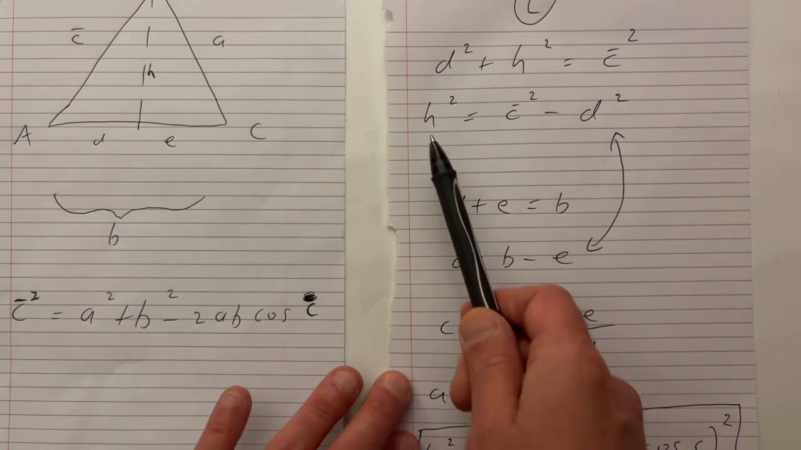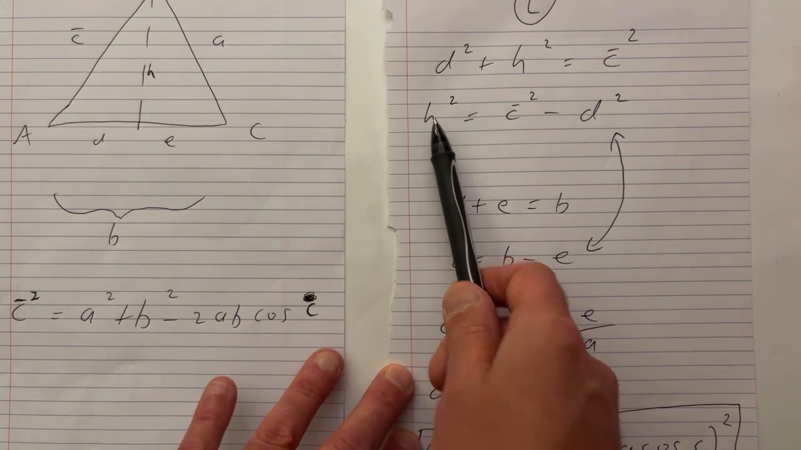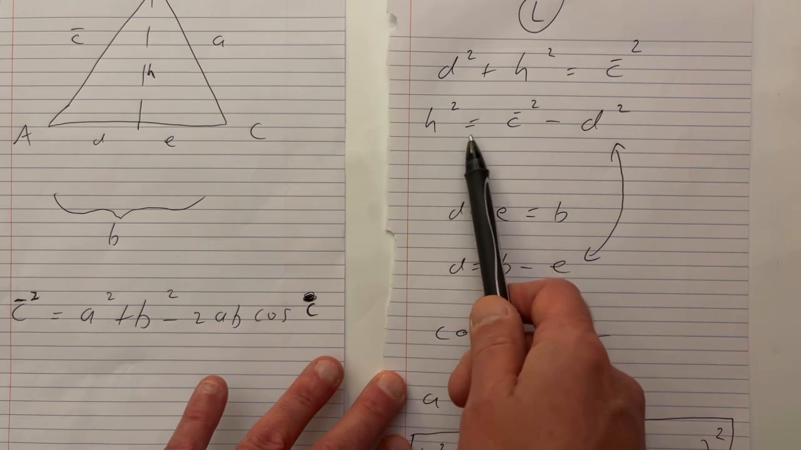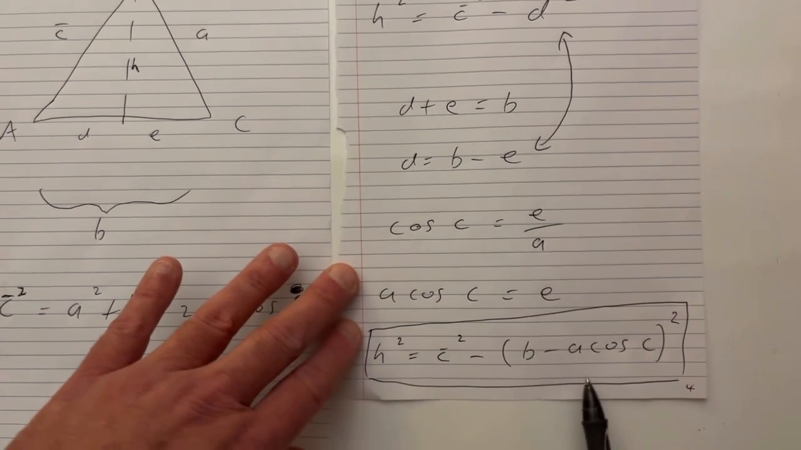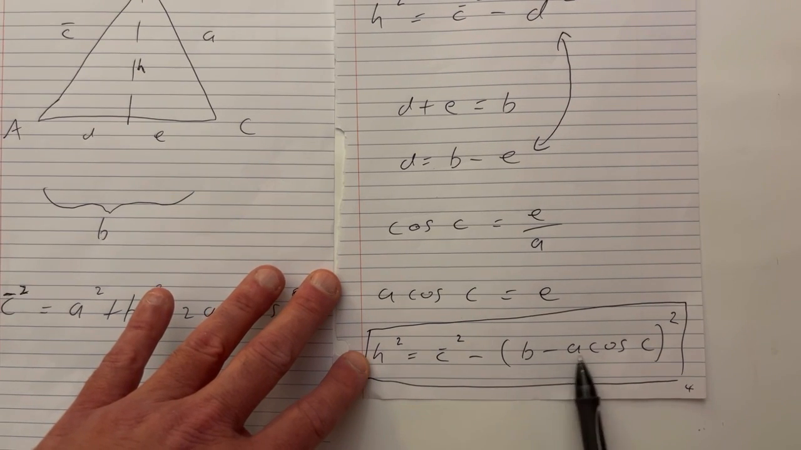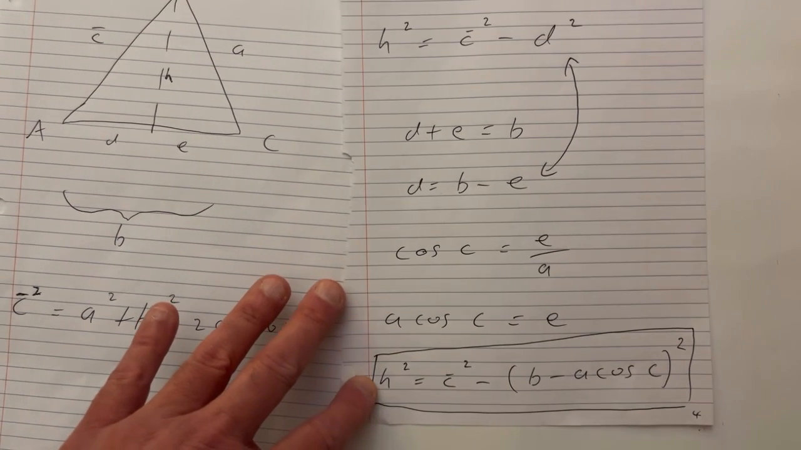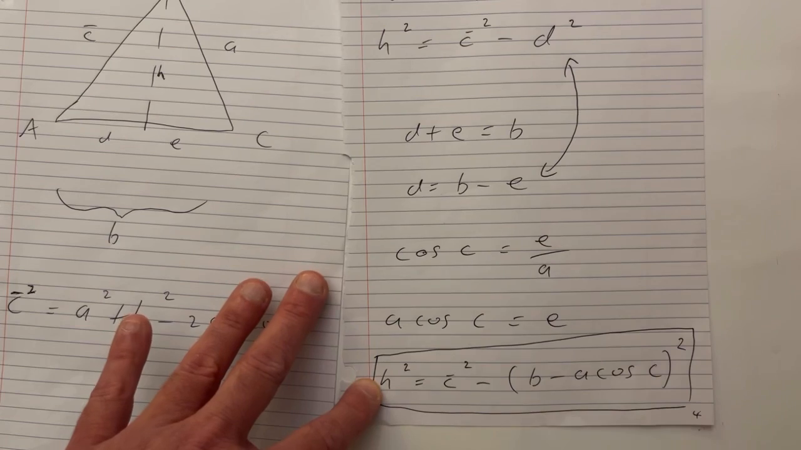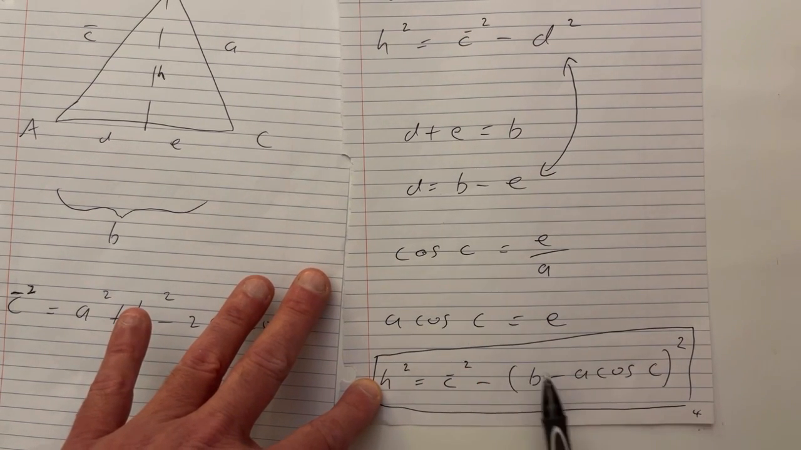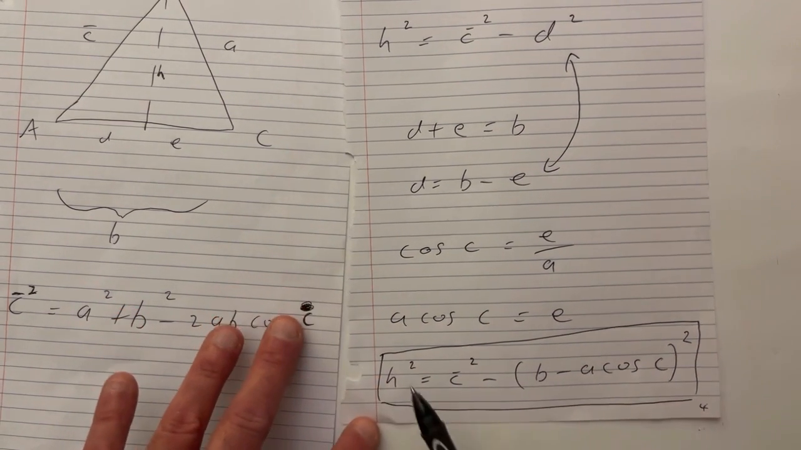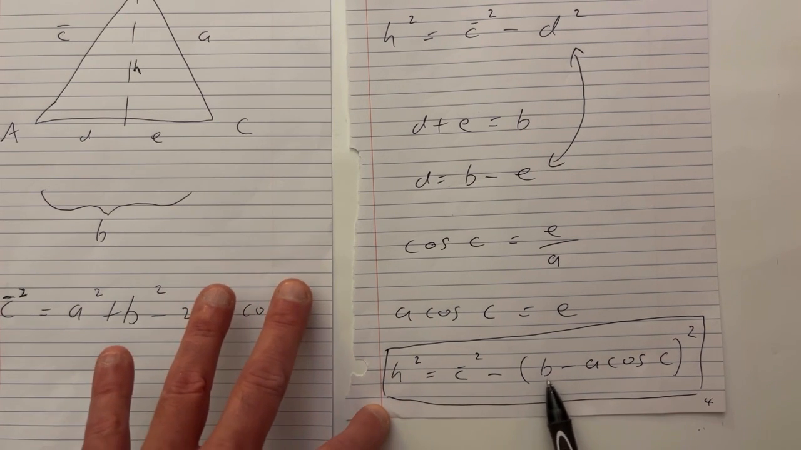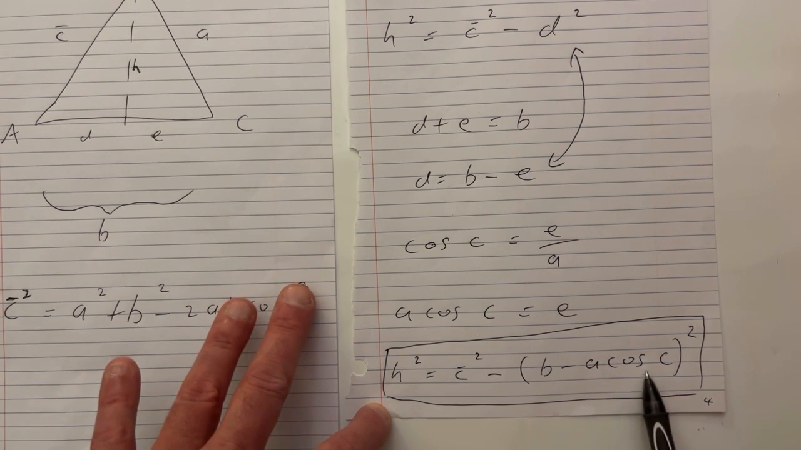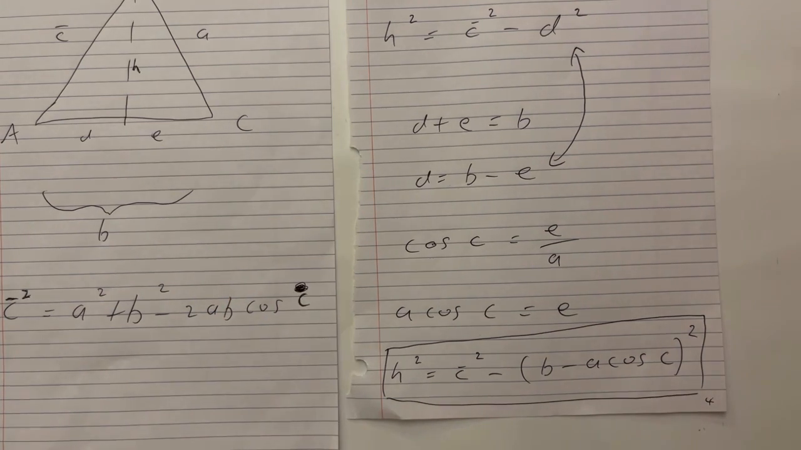We end up with our full formal equation: hotel squared equals Charlie squared minus delta squared. Delta squared becomes the quantity b minus a cos C, squared, because remember, this whole thing has to go in for delta, so we have to square the whole thing. Anyways, we end up with hotel squared equals Charlie squared minus the quantity b minus alpha cos Charlie, squared. Just go through the algebra and it makes sense.